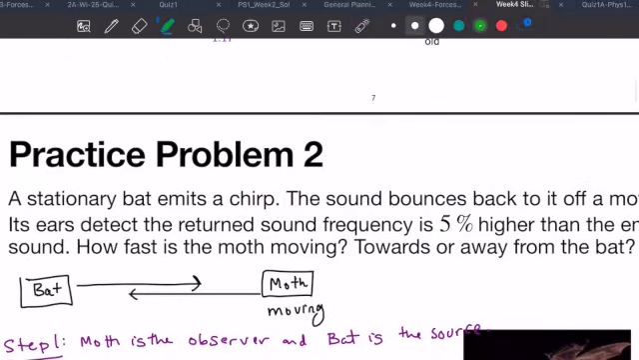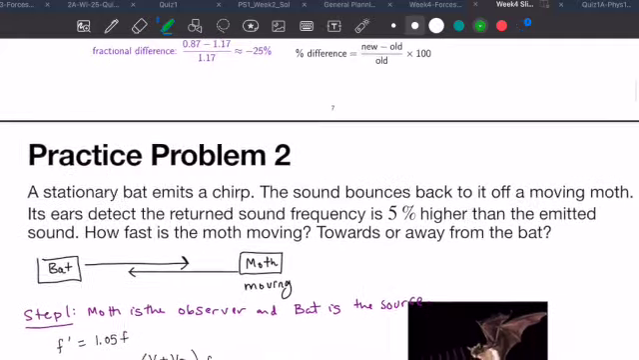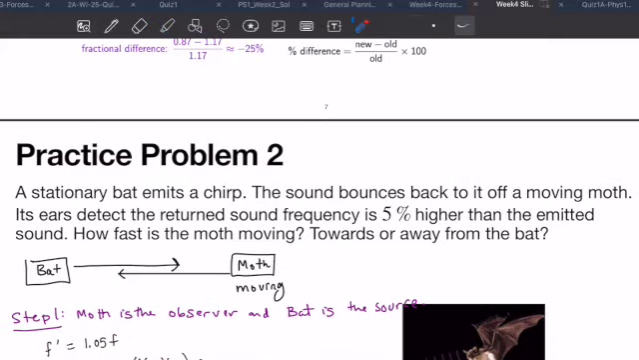Alrighty, here's our practice problem number 2. This problem is a little bit more complex and challenging, so we're going to break it down into pieces. We have a stationary bat that emits a chirp. The sound bounces back to it off a moving moth. Its ears detect the return sound frequency is 5% higher than the emitted sound. How fast is the moth moving towards or away from the bat?